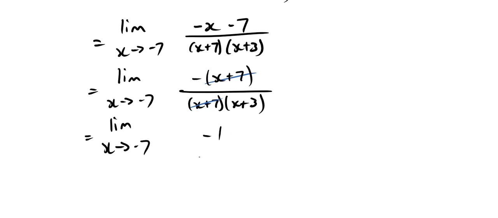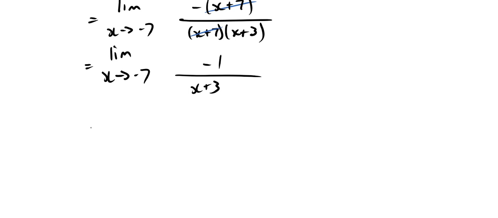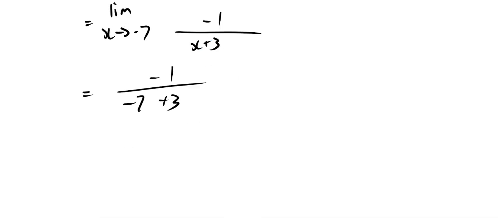So this is a negative 1 on top now over x plus 3. I've removed the whole. And now I can actually sub it and solve. So the slope of the tangent is 1 over 4. Any questions about that one?